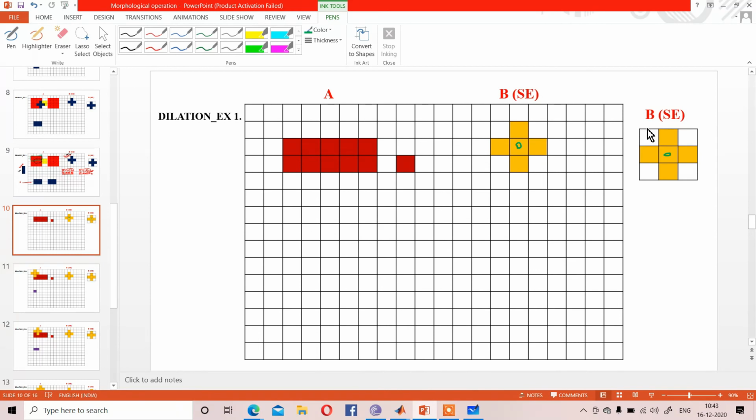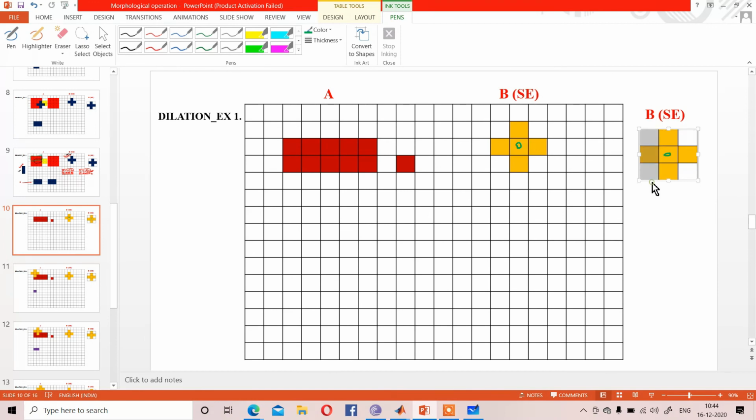Now, whenever you do the dilation process, in the same way, you have to check each and every pixel position. In the checking process, if you see that the structuring element and the input image share the same pixels, that may be one pixel or the total number of pixels, but if they share any one pixel, then the center point of the structuring element will be considered in the result of dilation.